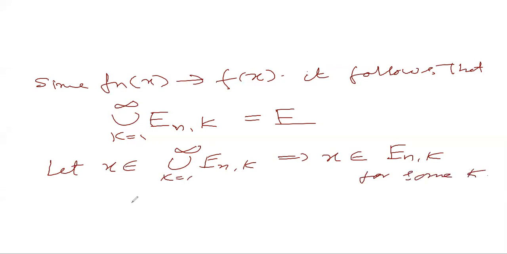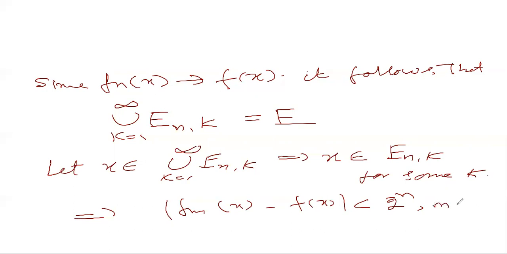For some k. So whenever x is in E_n^k, by the definition of E_n^k, this means that |f_m(x) - f(x)| is less than 2^(-n) for all m greater or equal to k. So m is any integer greater or equal to k, where k is a fixed number.